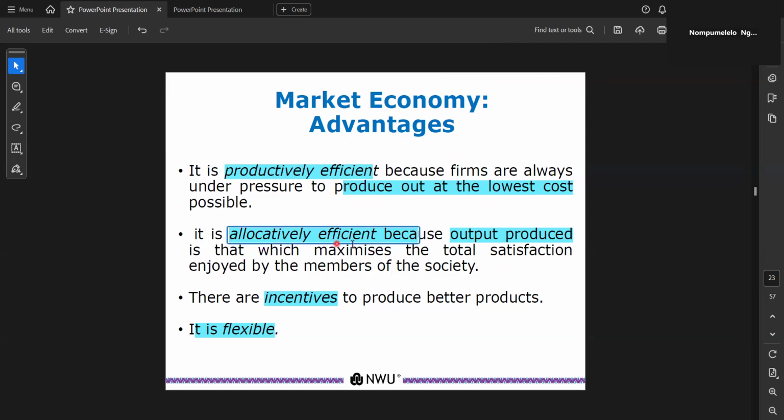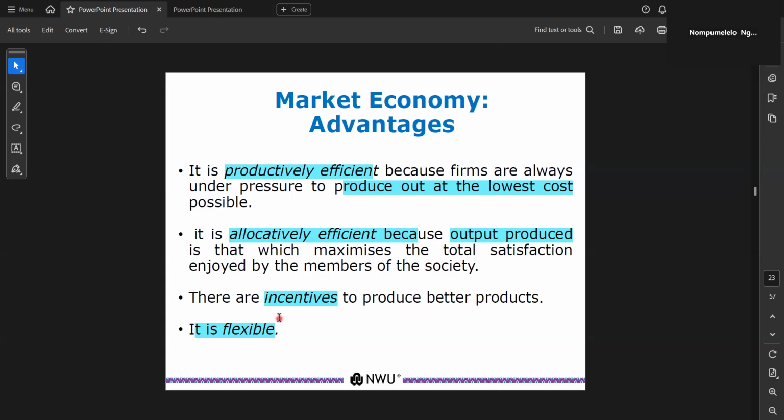So allocative efficiency deals with outputs that have been produced, while productive efficiency involves producing at the lowest cost. And another advantage is that there is an incentive to produce. It's like an incentive, you can say this is money, because if you produce better products, then you get more customers and you get more profits. This is what it's basically saying.